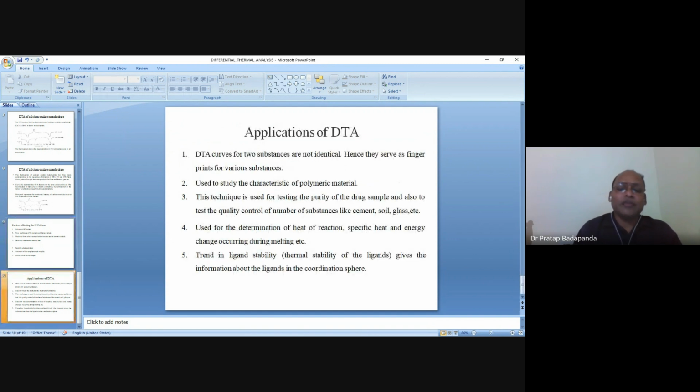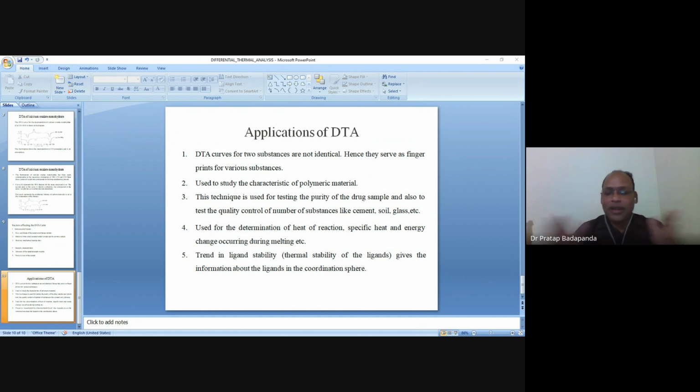Next we will come to applications of DTA. DTA curves for two substances are not identical. When you take the reference as well as the sample, the curve is not always equal. Here we have taken calcium oxalate monohydrate. If you take calcium oxalate dihydrate, or any other substance, it is like DNA fingerprinting. The curve is always different for different substances.